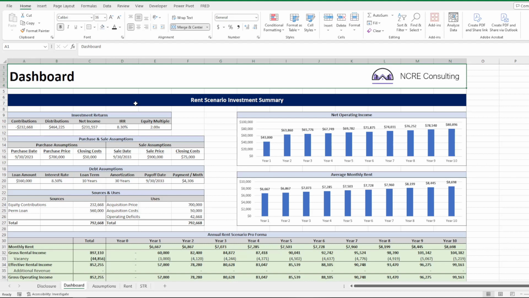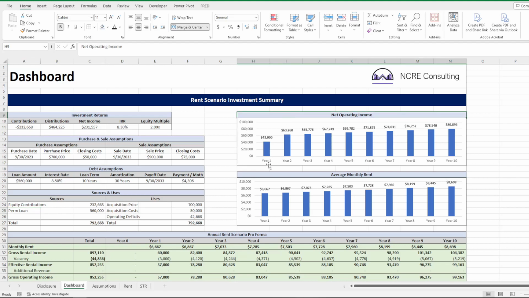So it gives you all of the important information about your investment. You have the investment return, so you can take a look at your contributions, the distributions you'll get out, and what that net income is. You can also take a look at the IRR and the equity multiple. You have the purchase and sale assumptions, debt assumptions, and then sources and uses, so you can see where that equity and debt goes into.